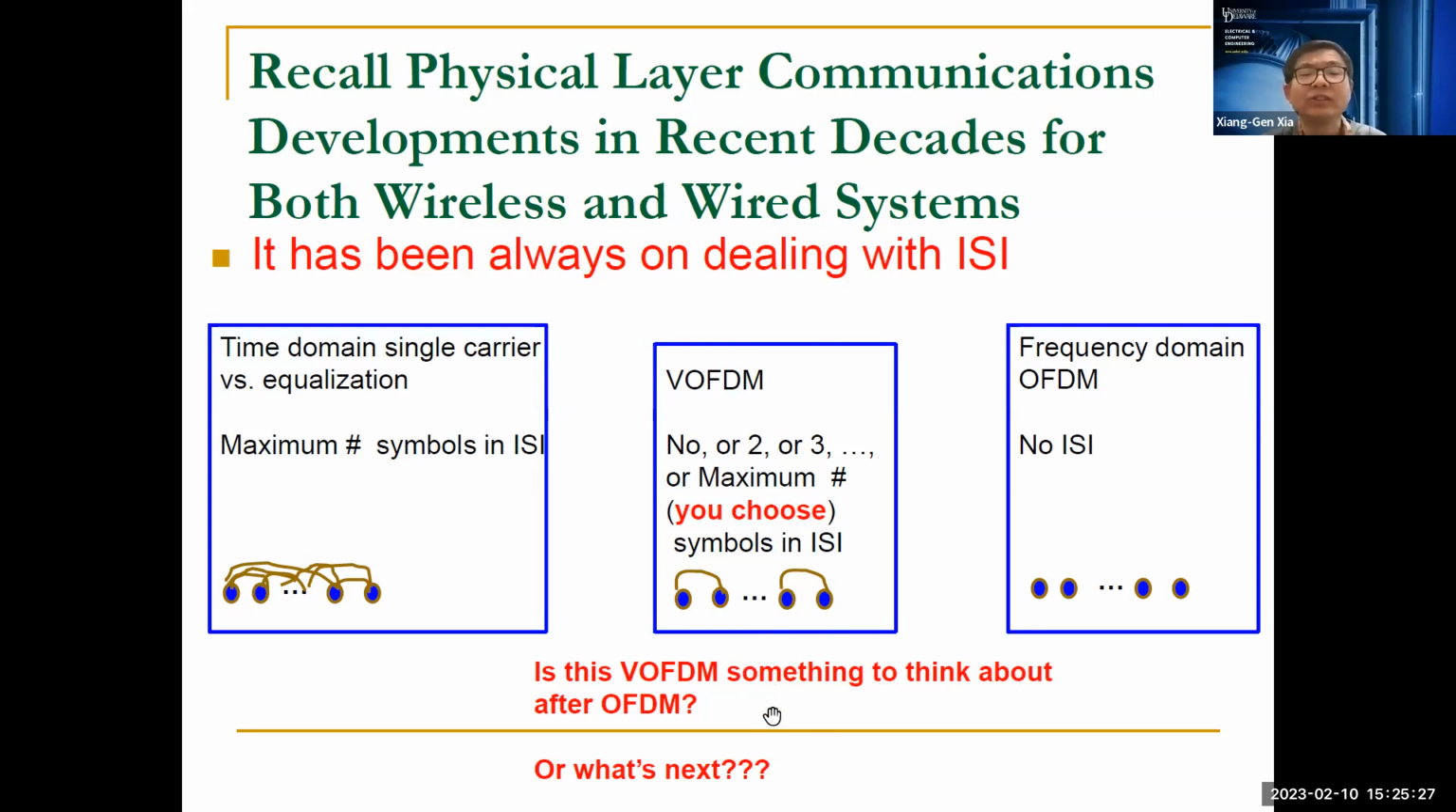I think it's a very good candidate to think about. You can choose arbitrarily how much intersymbol interference can occur by choosing the vector size, 2 or 3, arbitrarily, up to you.